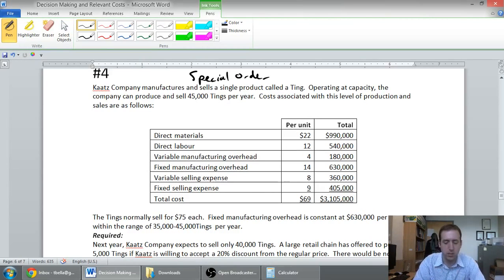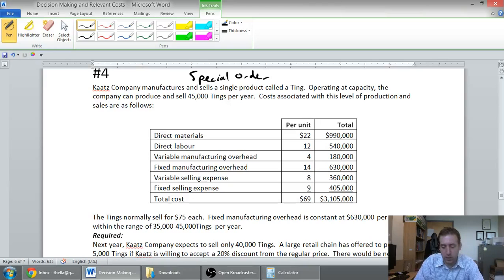So there's material, labor, variable overhead. Fixed overhead I'm immediately suspicious of. I go, okay, usually fixed overhead is not relevant, so in the back of my mind I'm thinking that might not be relevant. We'll see. Variable selling $8, fixed selling $9, total cost $69. Tings usually sell for $75 each, not much of a markup.